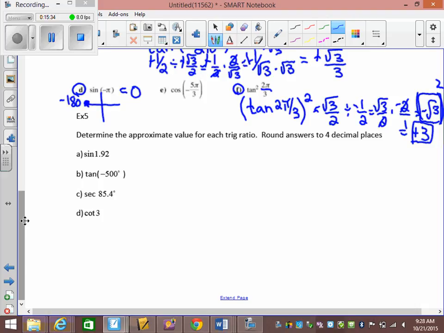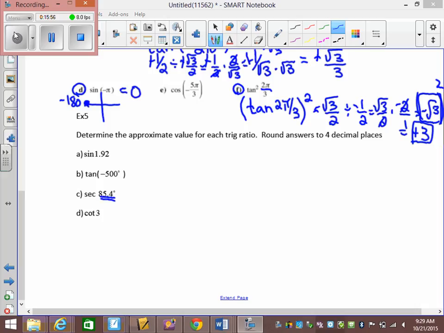All right. The only one I want you guys to go over on this one technically is, remember I said to you guys yesterday, if you're given secant 85.4 and they want these to 4 decimal places, what are the 2 things you have to remember? 1, it has to be in what mode? Degree, because you're putting in a degree. 2, there's no button for secant. So what do I have to do? What's secant the reciprocal of? Cos. So it's going to be 1 over cos 85.4 degrees.